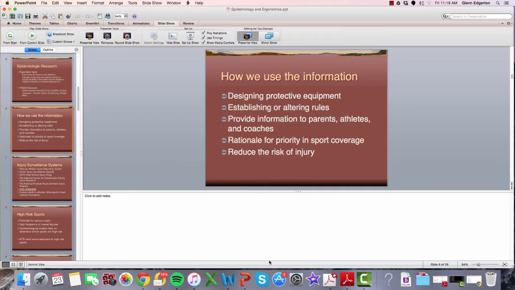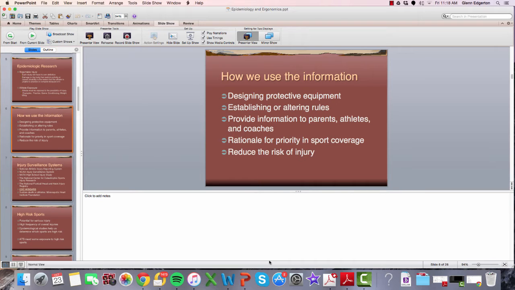Parents, athletes, and coaches are going to constantly have questions about injury rates, distribution of injuries, incidence of injuries among the sports that their child is playing, or that the athlete is playing, or that the coaches are coaching. And so epidemiological research data can help to inform parents, athletes, and coaches about the trends and distribution of injuries in that sport. As athletic trainers, we like to use this type of research to provide rationale for priority in how we cover the sports that we cover.